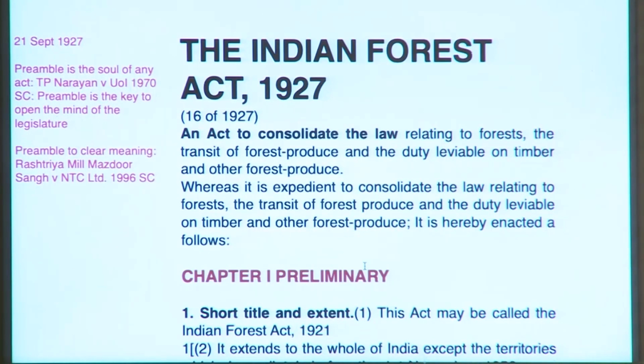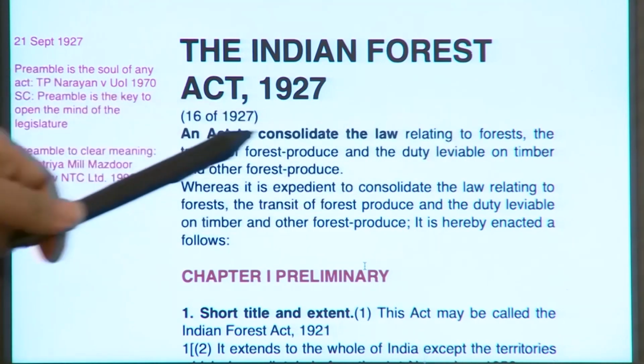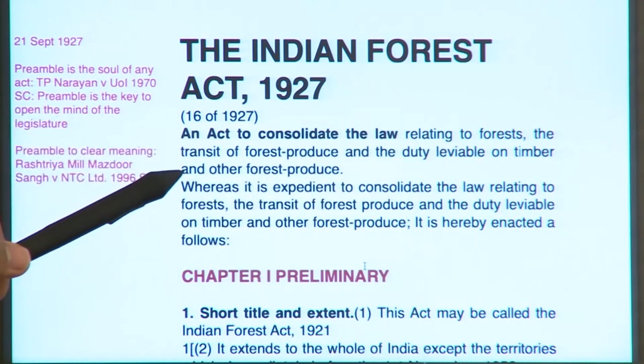So, this act is Act 16 of 1927, an act to consolidate the law relating to forests, the transit of forest produce and the duty leviable on timber and other forest produce. So, what is the purpose of this act? This act is to consolidate the provisions that we have relating to forest, transit of forest produce and the duty leviable on timber and other forest produce.